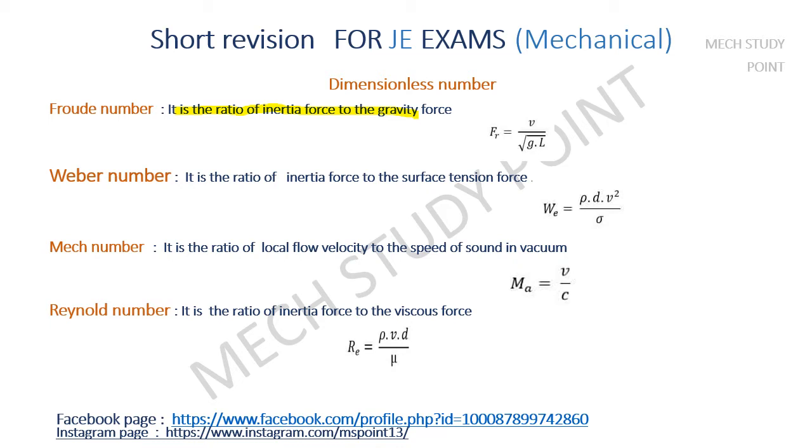So next is the Bevan number. It is the ratio of inertia force to the surface tension force. The formula is rho d V square upon sigma, where sigma is the surface tension, rho is the density of the fluid, d is the diameter of the pipe, and V is the velocity of the moving fluid. So we can easily calculate the Bevan number by this formula.